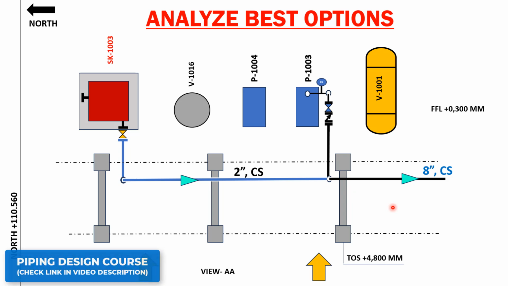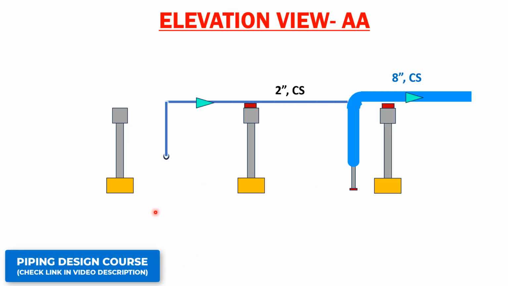What are those issues? Let's look into view AA. View AA means that we are going to understand the arrangements in the elevation view. So this is the view that I'm going to see in the next slide. This is the view from here. Imagine that this is the line coming from your skid, and we are going to propose the connection with the 8-inch. This is the 8-inch line that comes from the pump. I'm proposing to connect directly, but is it really possible?